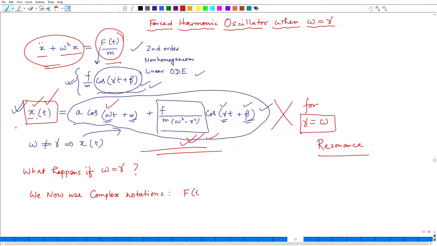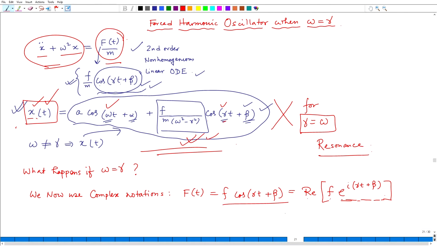So, f(t), which is nothing but f cos(gamma t plus beta), can actually be written as the real part of a complex number f e to the power i(gamma t plus beta), where f is real. This part can be written as cos(gamma t plus beta) plus i sin(gamma t plus beta), and if you take the real part you will simply have this part.